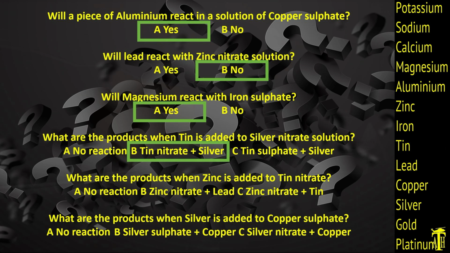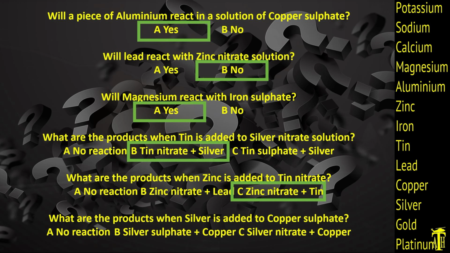What are the products when zinc is added to tin nitrate? Well, zinc again is above tin, so there will be a reaction. So the zinc will remove the nitrate and become zinc nitrate and leave the tin. So the answer is C.